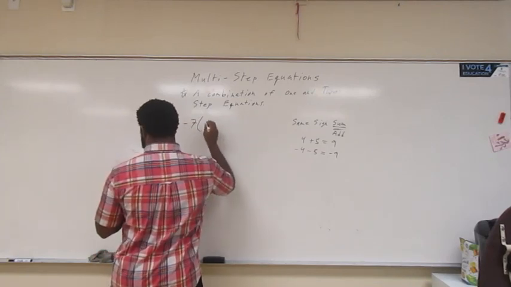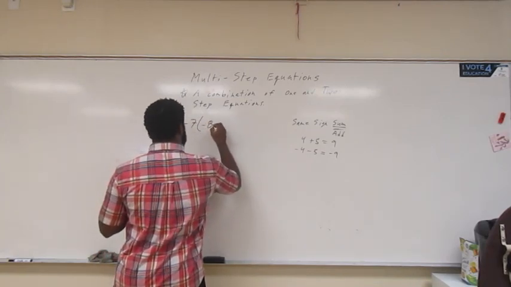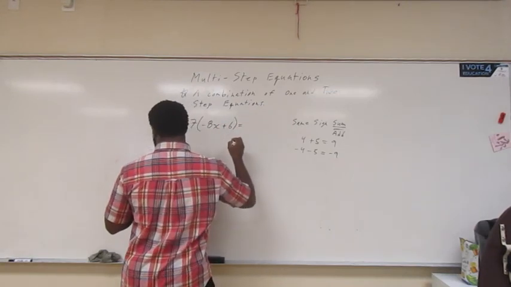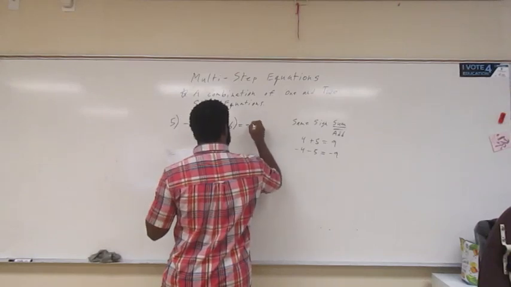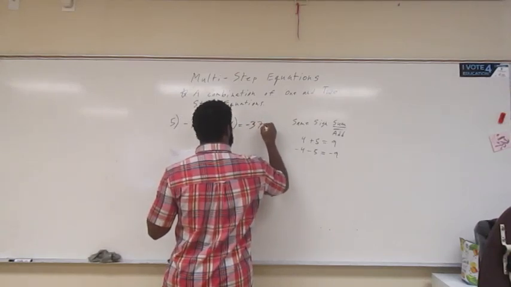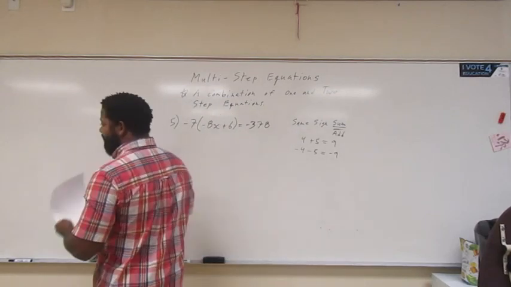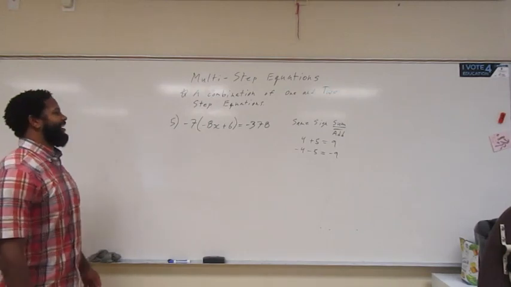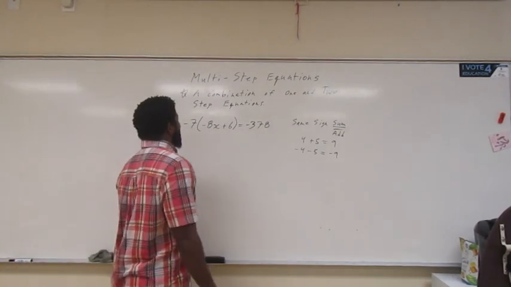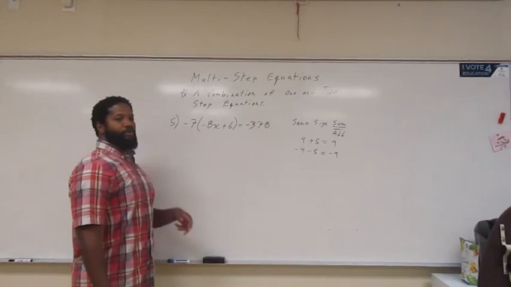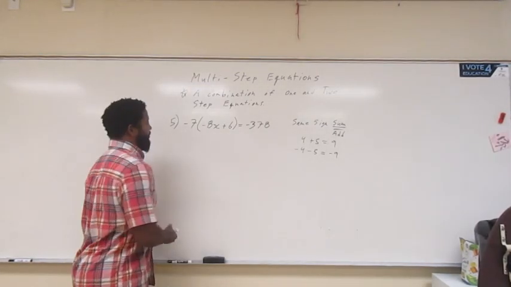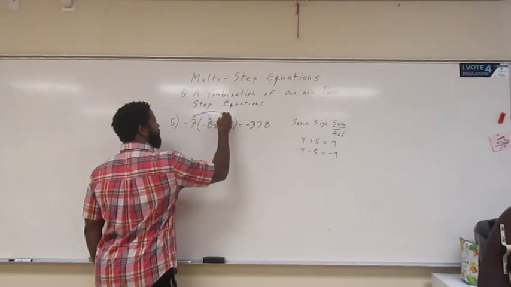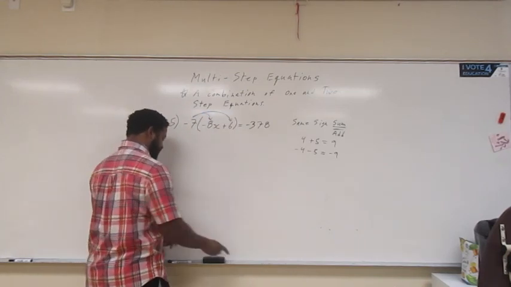-7 times -8x plus 6 is equal to -378. Okay? This is where y'all's fingers and toes come into play. Remember the little rainbow I told you all to do? Rainbow. Boom. Okay? Remember this.